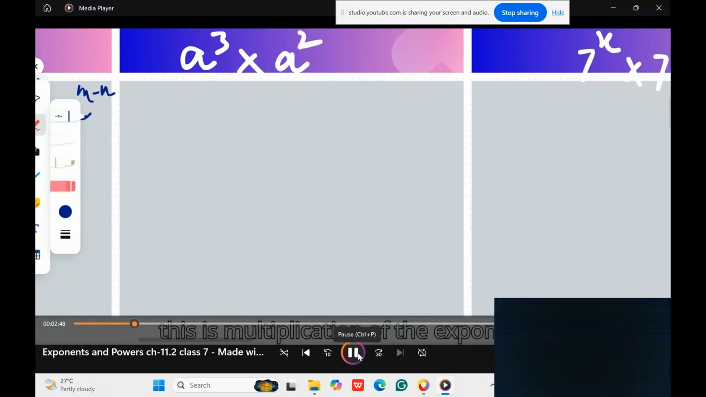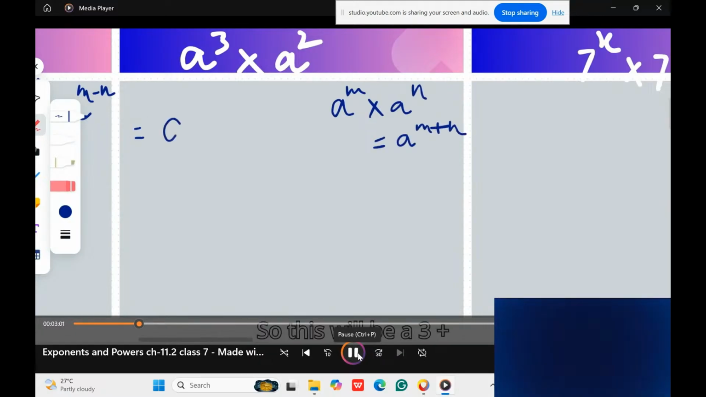Again, this is multiplication of the exponents. So the rule is the same: if the bases are same, add the powers. So this will be a, 3 plus 2, equal to a raised to the power 5.